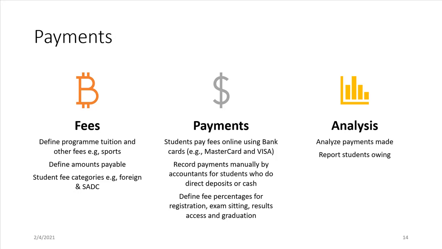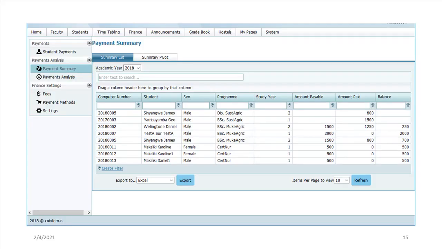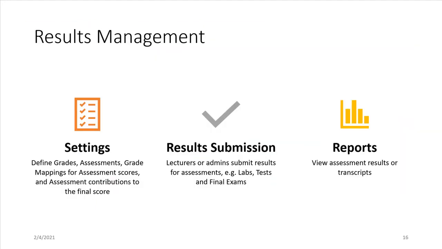They can pay using their mobile money or their Visa cards, and then you can analyze all these different kinds of payments as well as other transactions. So this is an example of a summary that shows how much each student is supposed to pay and how much they've paid.